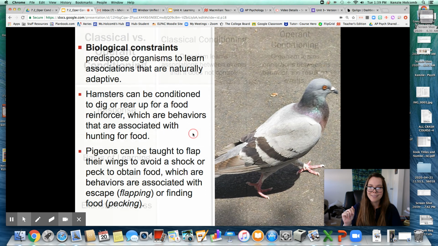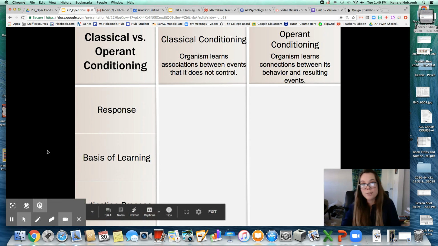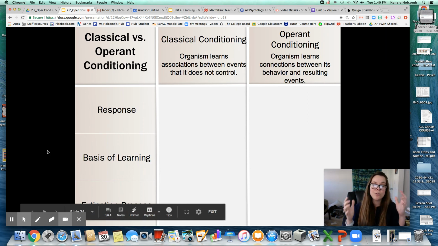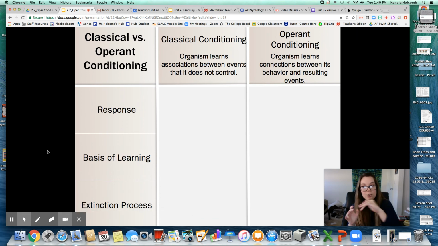There's our pigeon. All right, so we are ending the last part of our lecture, and I want to make sure I don't go too far. Okay, so if you can take a moment to please copy this into your notes. I do want this little chart in your notes. It really helps you understand the difference of classical versus operant.